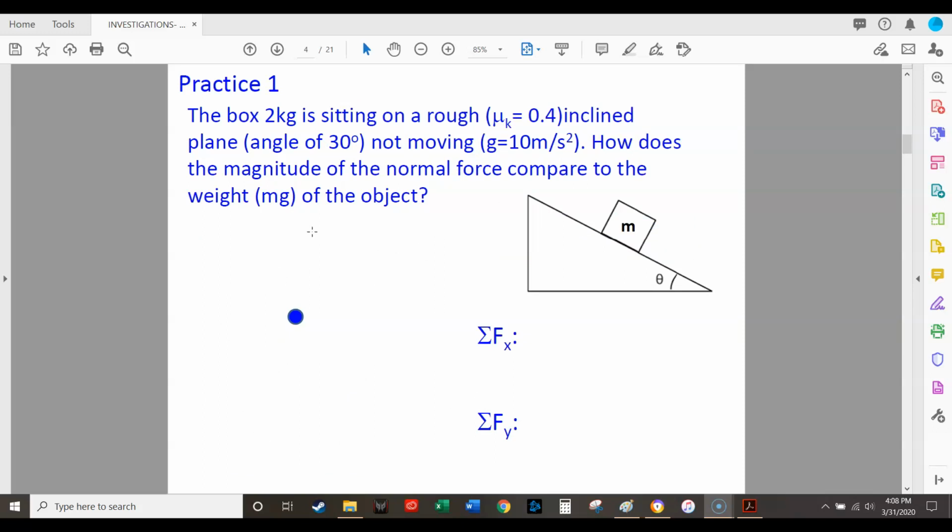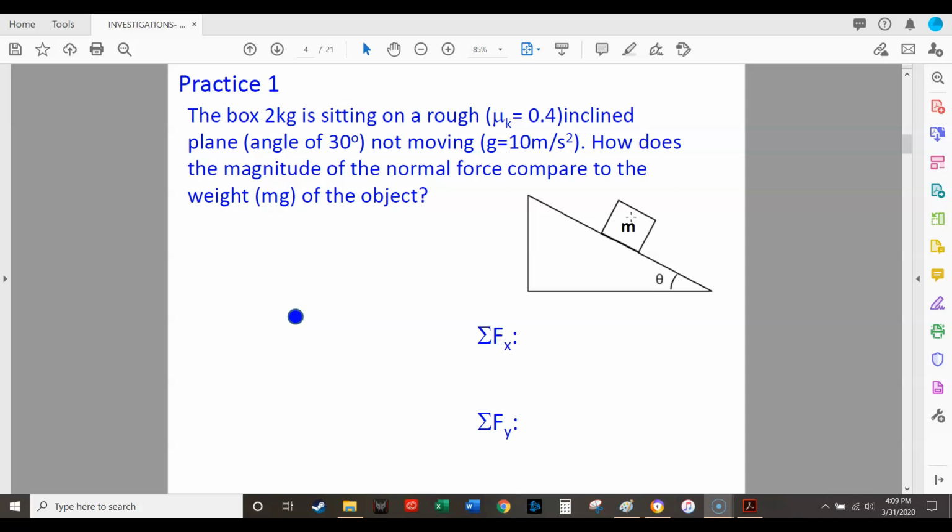So in order for me to teach this to you, what we're going to do is do this practice problem. And we have a box. It's just sitting on a rough inclined plane. It is not moving. In this case, we're going to call g 10 meters per second squared, just to make it simple. The inclined plane makes an angle theta to the horizontal of 30 degrees. So theta is 30 degrees. And we want to know what the magnitude of the normal force is compared to the weight of the object. So that's probably just going to be the y direction stuff, but we're going to go ahead and do everything.